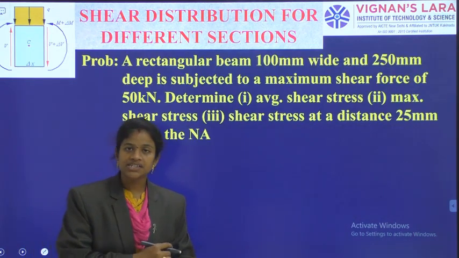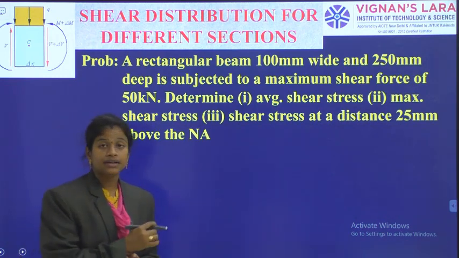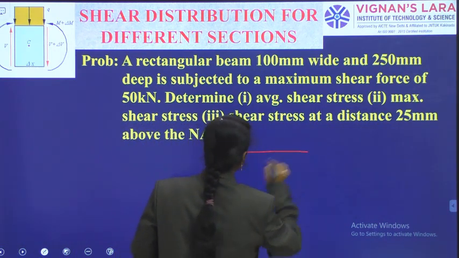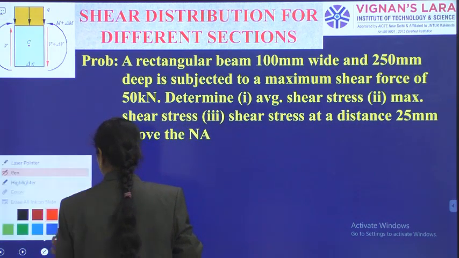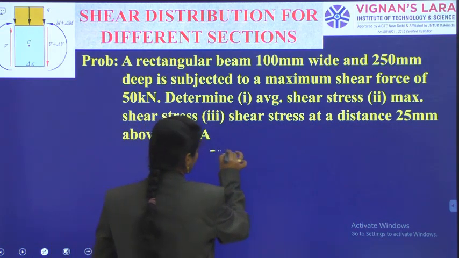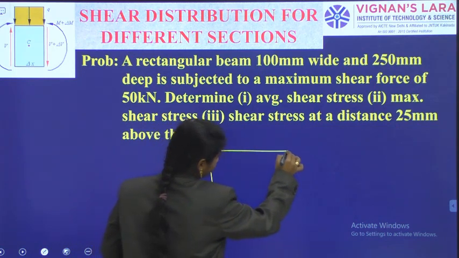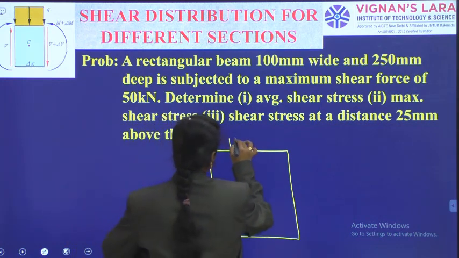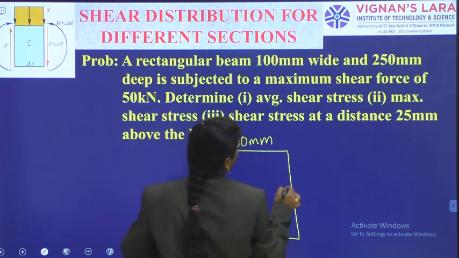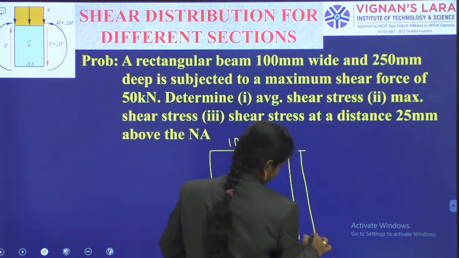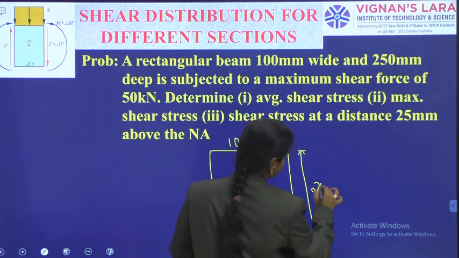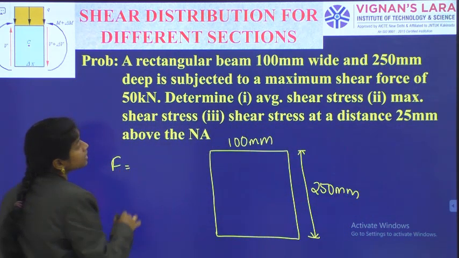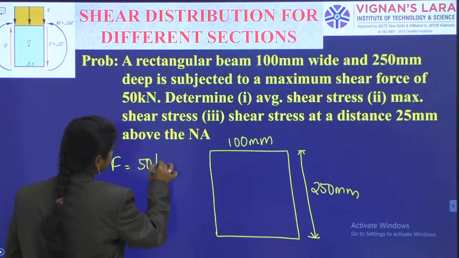So just now we have completed shear stress variation in a rectangular beam. I am taking an example. A rectangular beam 100 mm wide and 250 mm deep is being subjected to a maximum shearing force of 50 kilonewtons, the shear force acting on the section.